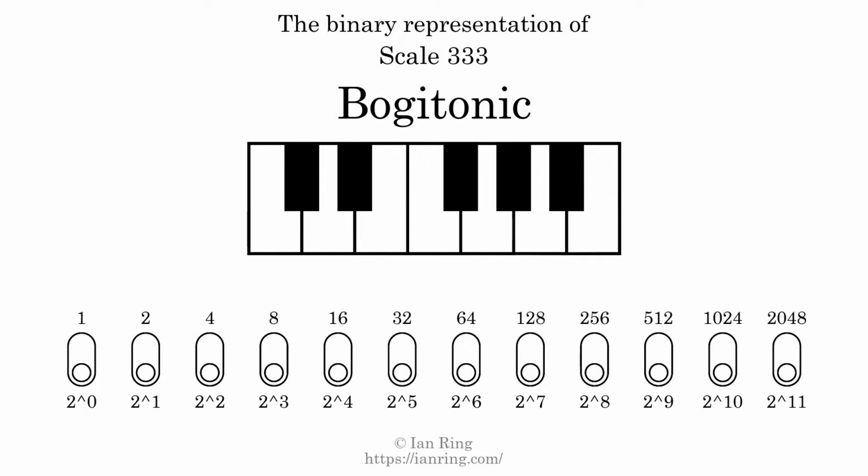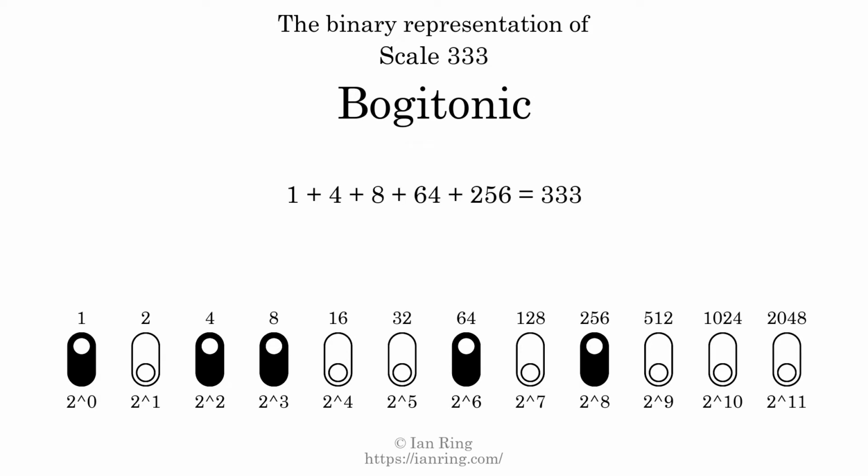The binary representation of this scale is determined by mapping tones of the scale to binary digits. Each binary digit represents a power of 2. To get the scale number, we add the powers of 2 together. The powers of 2 that are present in the scale, all added together, equals 333. That is why the scale number, in decimal, is 333.